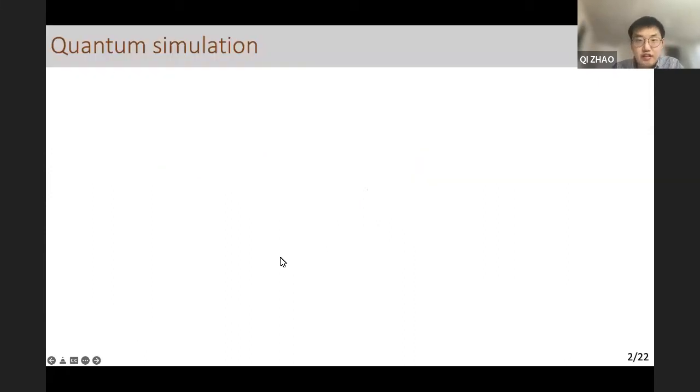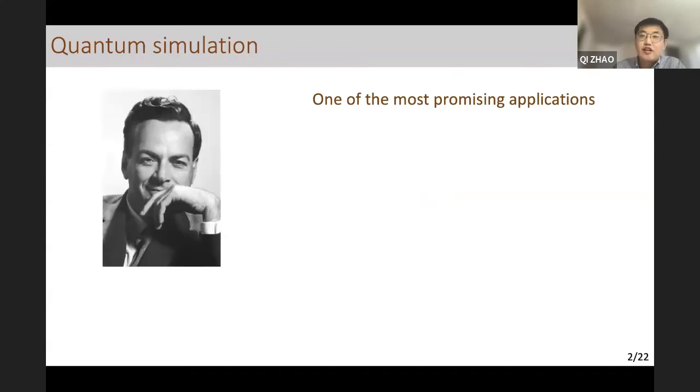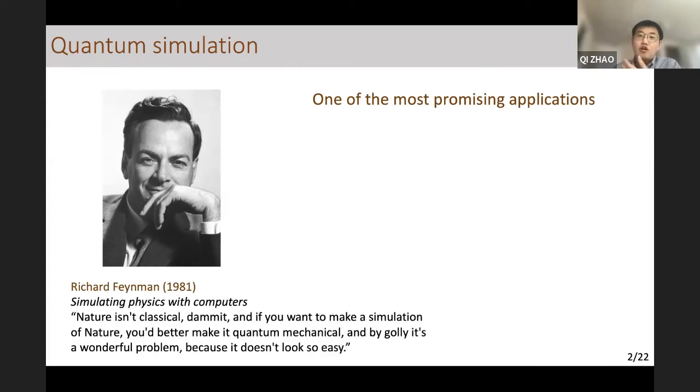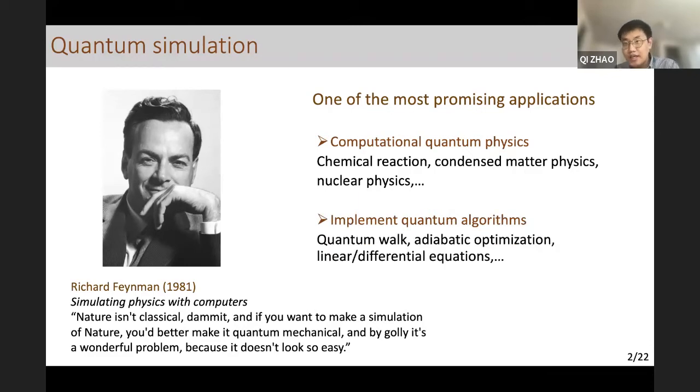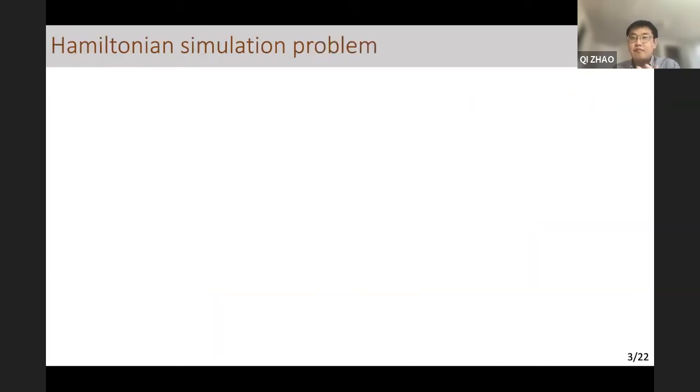Hamiltonian simulation, or quantum simulation, is one of the most promising applications of quantum computers. This idea was first proposed by Richard Feynman in 1981: to use quantum computers to simulate quantum systems. Quantum simulation can help us solve problems in computational quantum physics, like simulating chemical reactions, condensed matter physics, or nuclear physics. It can also be used to implement other quantum algorithms, like quantum walks, adiabatic optimization, or linear or differential equations.